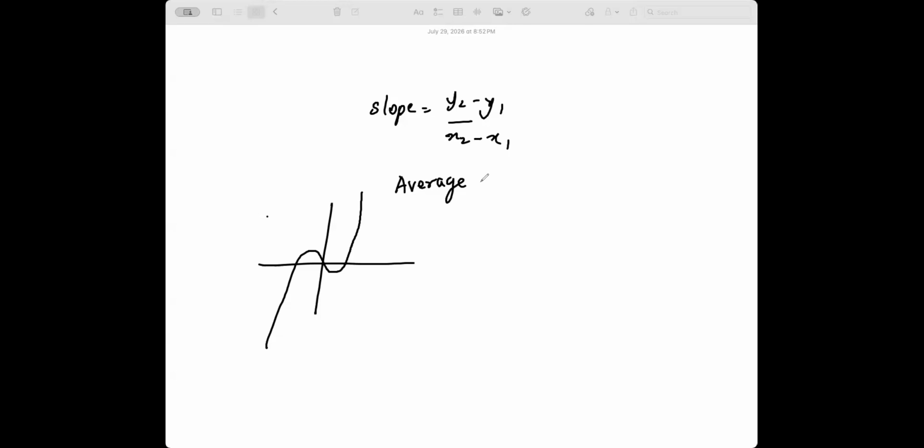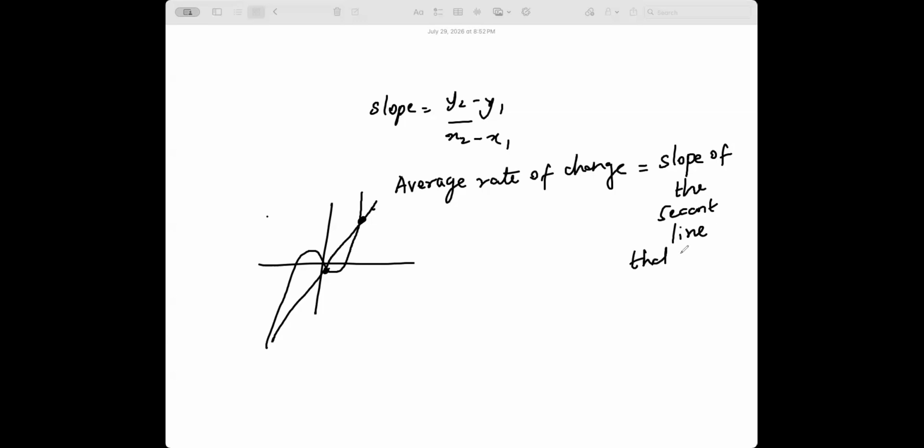Average rate of change between 2 points only you can do, right? Let's see these 2 points. If I want to find the average rate of change, I will draw the secant line. That will be the slope of the secant line that passes through the 2 points. Make sense? This is x1 comma y1. This is x2 comma y2. Any questions?